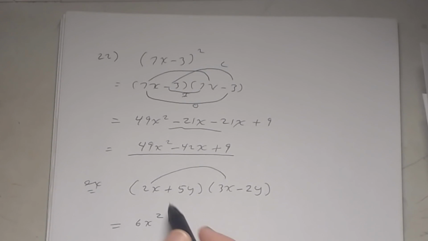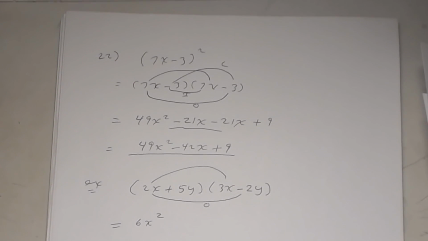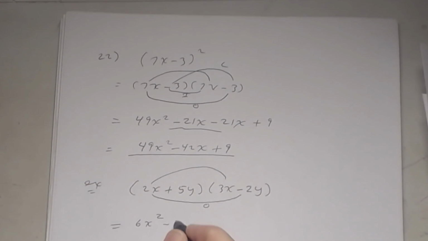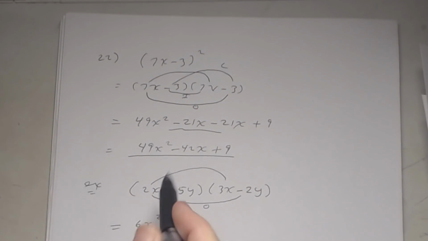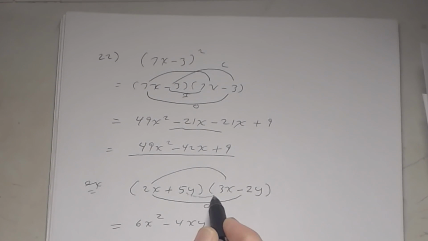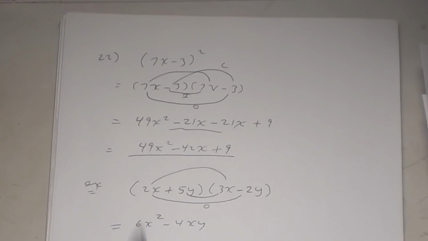Right? Okay. Now the outer. So that's the terms on the outside that you see. What terms on the outside? 2x and negative 2y. So what's 2x times a negative 2y? Negative 4xy. Negative 4xy. Correct? Yes. Okay. Now the inner, the terms on the inside. What are the terms on the inside? 5y and 3x. When I multiply 5y and 3x, and let's put it in alphabetical order, what do you get? 15xy.